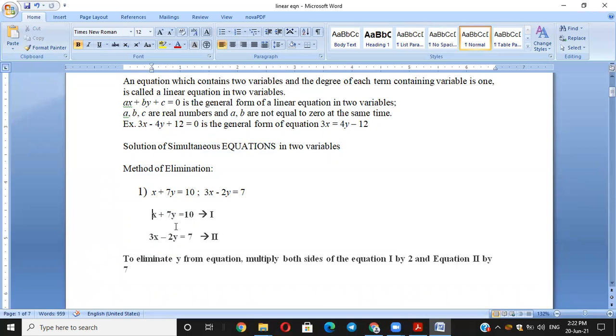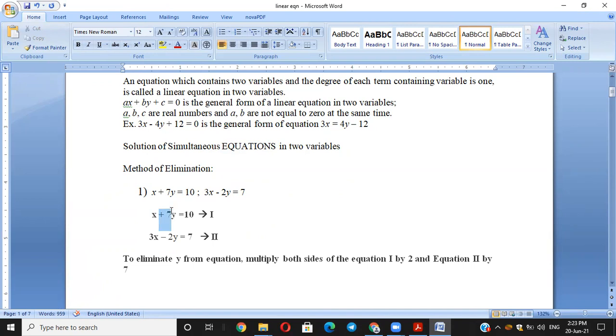Now understand that here you can see plus 7y. So the y term is positive in the first equation, but the y term is negative in the second equation. So it will be very easy for us to eliminate y because one term is positive and the other term is negative. But to eliminate the y term, both terms should be equal. Understand it. Both y terms should be equal.